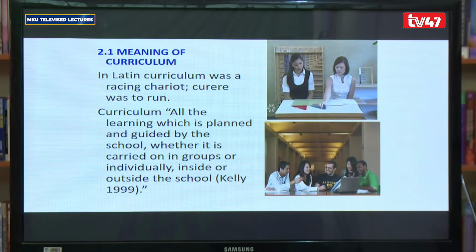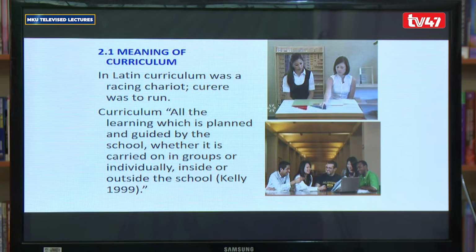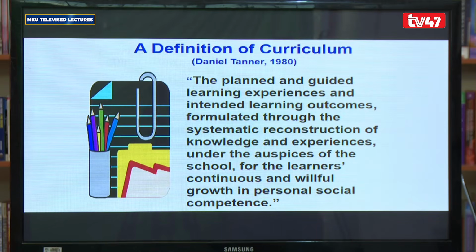Now, what about the concept of curriculum? It is also a Latin word from the word currere, which means to run. Curriculum refers to all learning which is planned and guided by the school, whether it is carried out in groups or individually or outside the school. That is according to Kelly in 1999. So curriculum refers to all the activities that are planned and guided by the school setting.